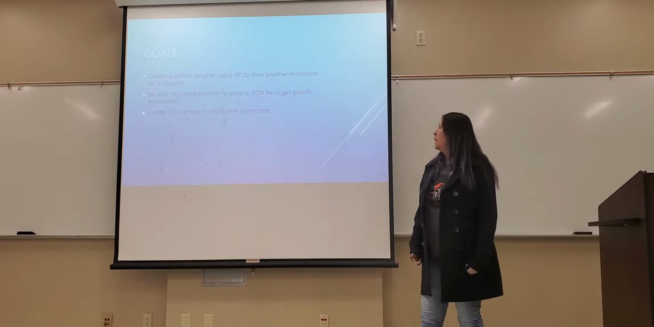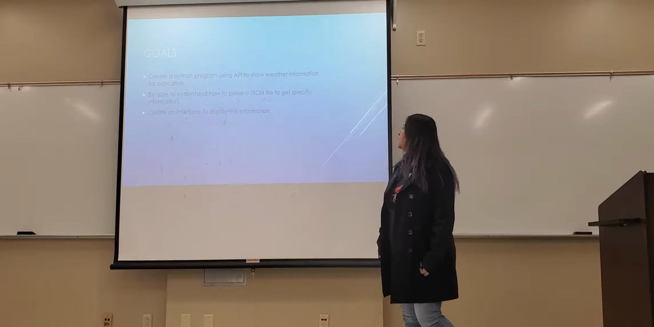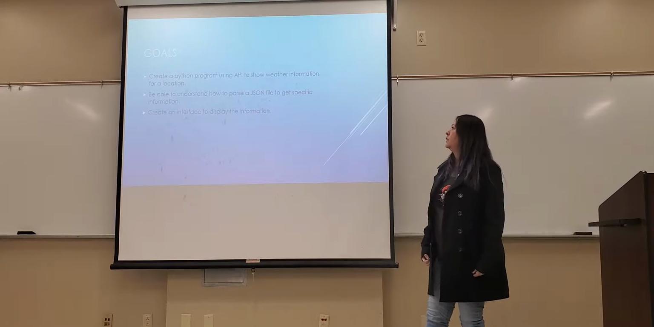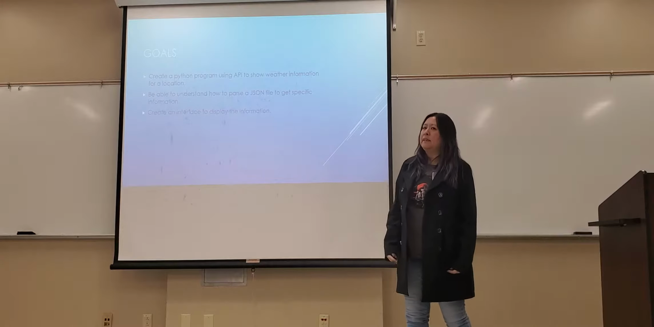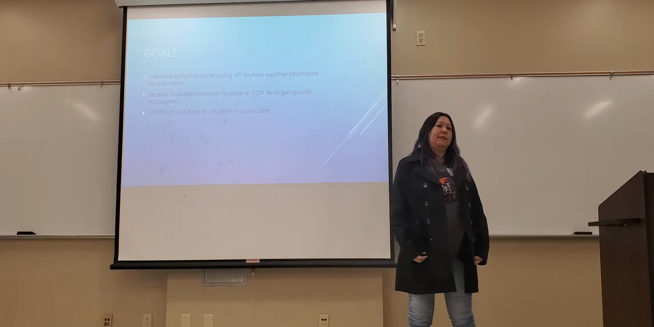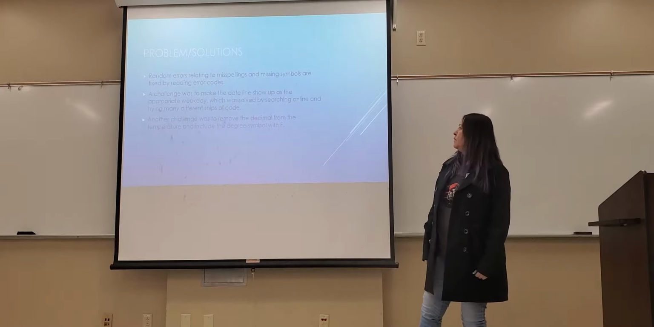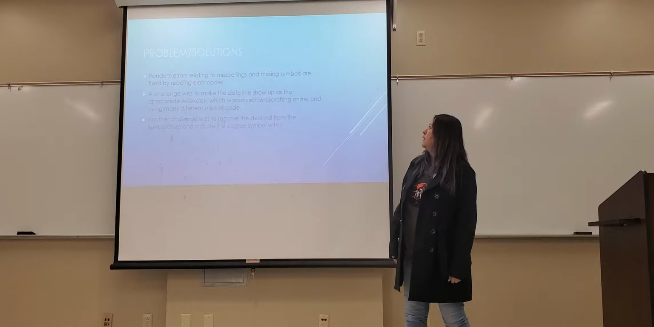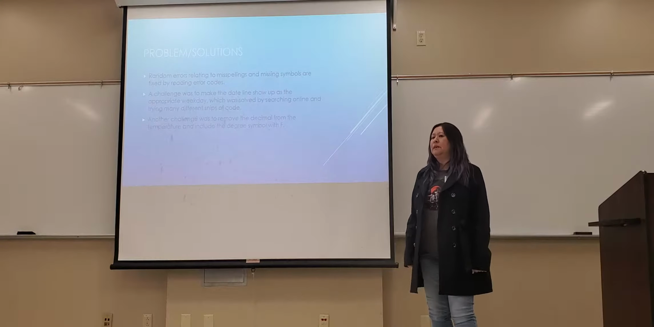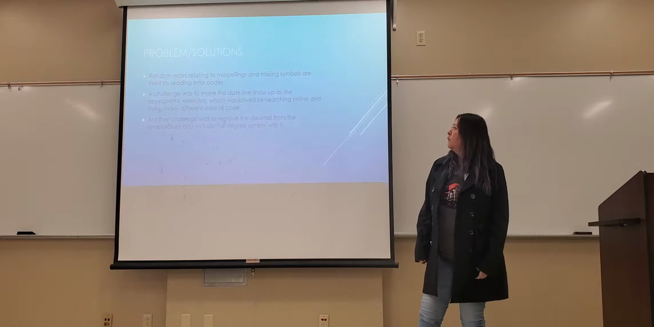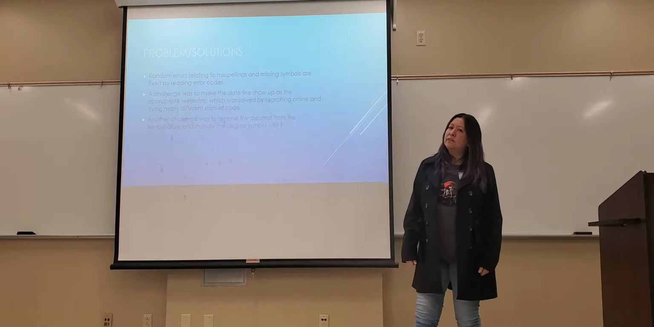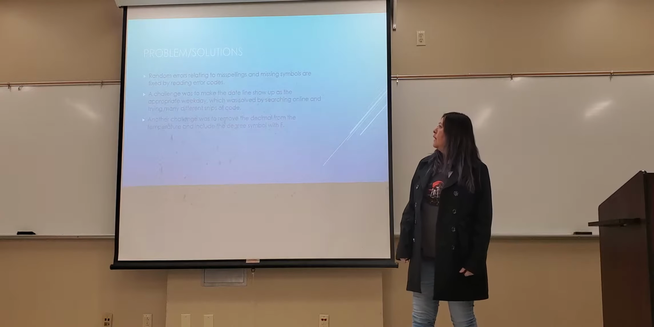The goal is to create a Python program using an API to show weather information for a location, to be able to understand how to parse a JSON file, to get specific information, and to create the interface to display the information. For a problem, I had random errors related to misspellings and basically syntax errors. So once I found those, I read the error codes and was able to fix some of those.